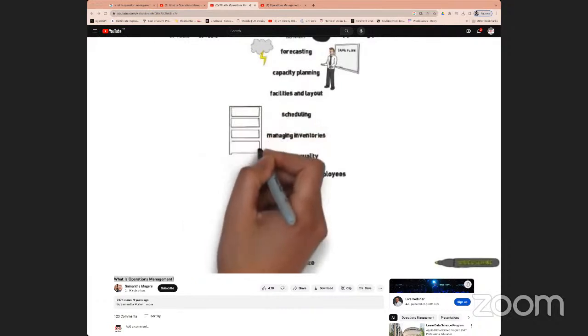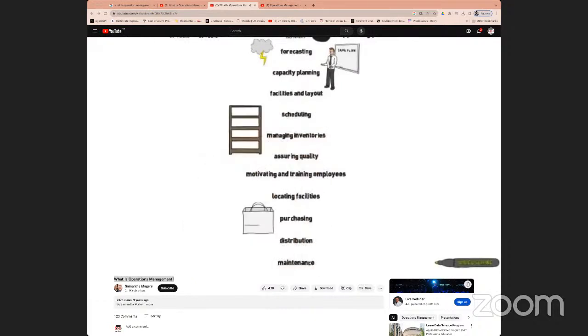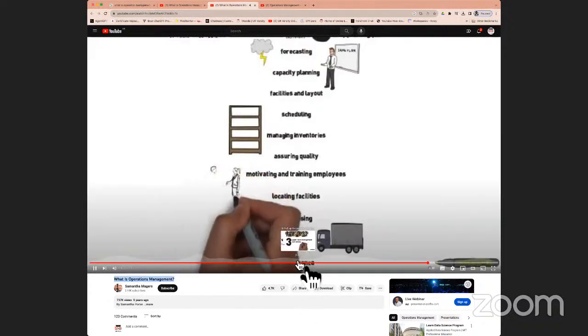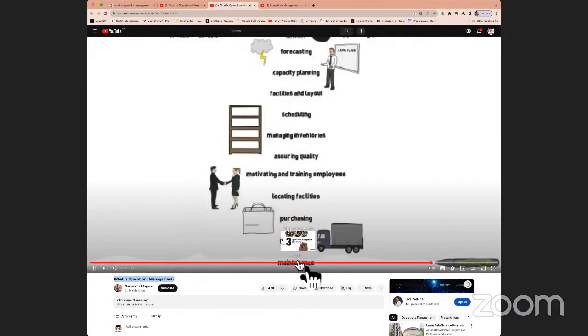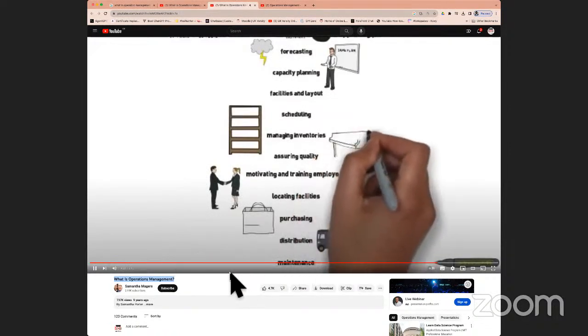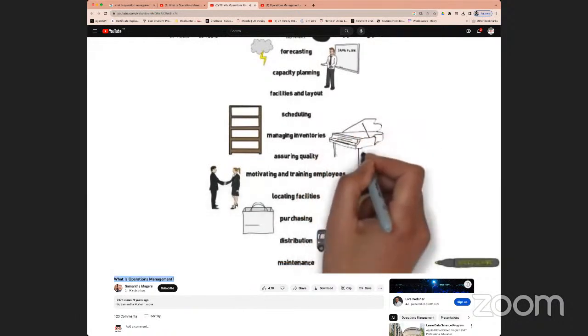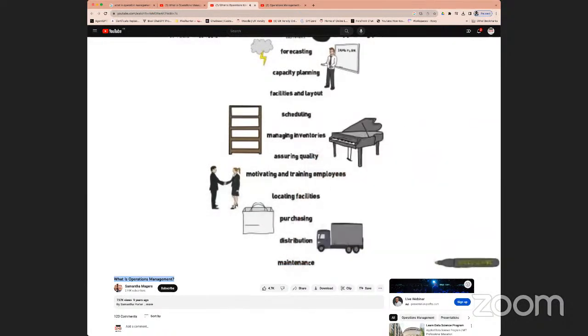Managing inventories also is closely related to capacity planning, purchasing, and forecasting. However, inventories are managed more often and with less lead time than the previously mentioned activities. Distribution is similar to managing inventories because of the lack of lead time given before a product needs to arrive to a customer. Motivating and training employees is an activity connected to assuring quality for the company. If a company's employees are motivated and excited to work, then the quality of a product is going to be better than if an employee didn't have that motivation.